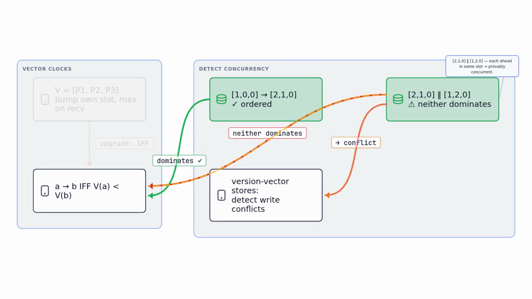Here's the prize Lamport couldn't give you. When neither vector dominates, each is ahead in some slot, the two events are provably concurrent. Not a guess, read straight off the timestamps. This is how a version vector data store knows two writes conflicted rather than one following the other.